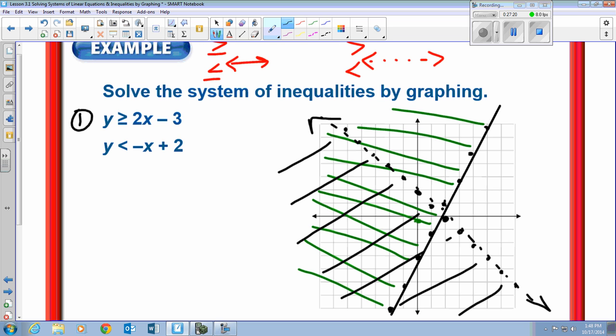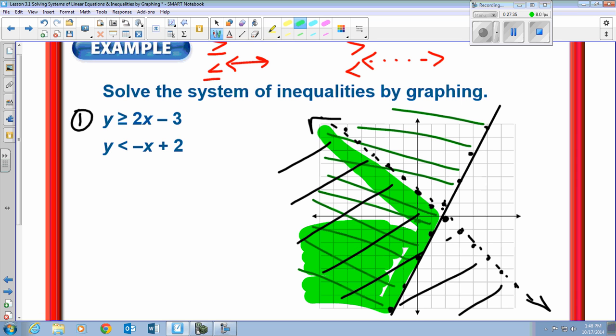So my answer is the region that is both above the solid line and below the dashed line. So a highlighter is a really good idea here. This is my answer. It's below the dashed line, but above the solid line. So if you have a highlighter or a third color, if you want to do these in 2 colors and put your answer in a third color, make it very visible what your answer is. Anything in that region is an answer. I can't list every point in that region because there are an infinite number of points.